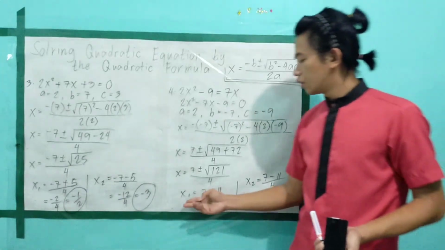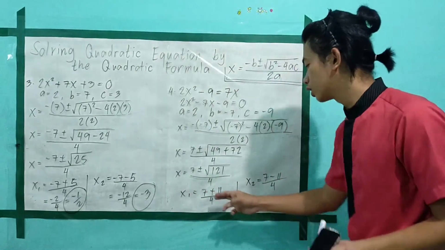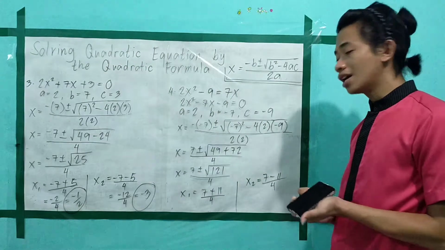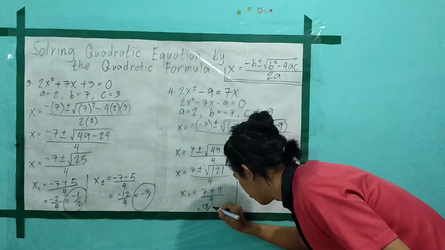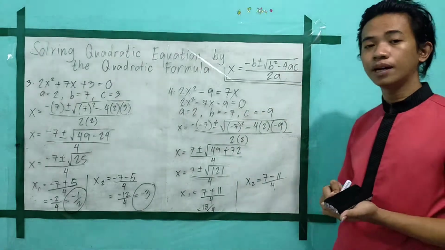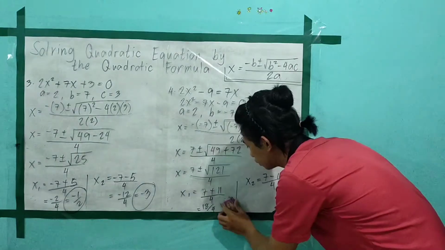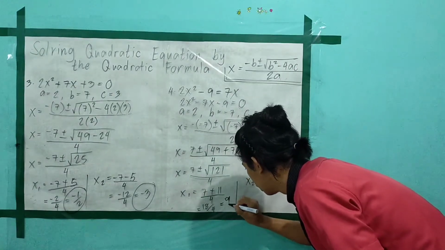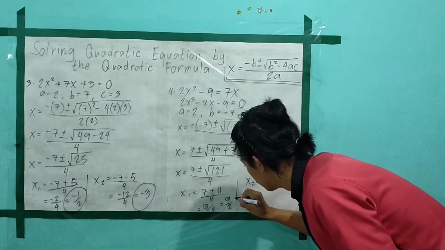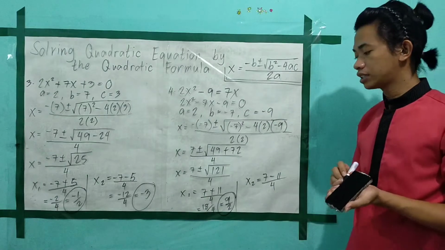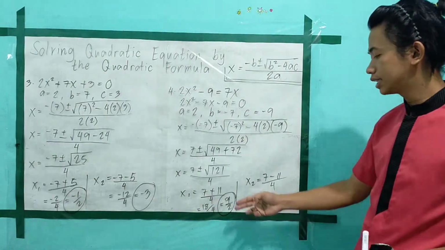Okay, solve natin yung x sub 1 natin. So, 7 plus 11, we have 18. 18 over 4. 18 divided by 4 is equal to 9 over 2. Ayan. So, ayan po yung ating x sub 1. The first solution is 9 over 2.